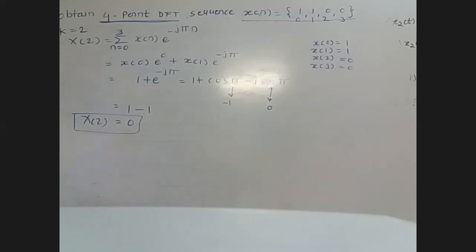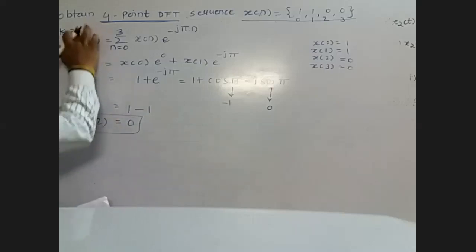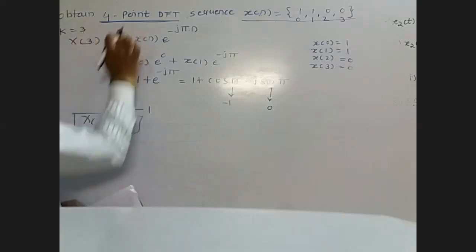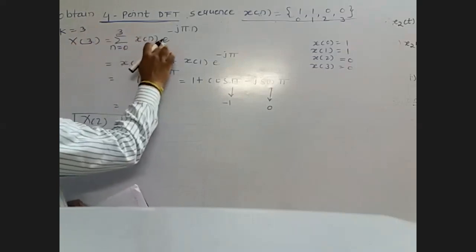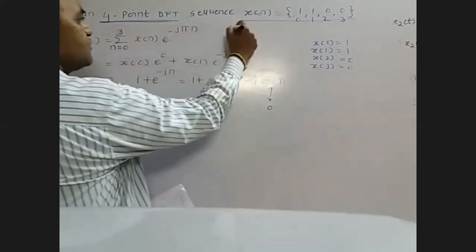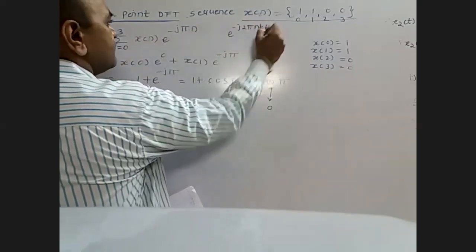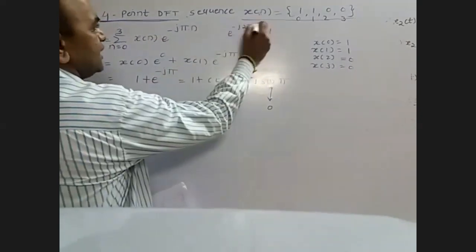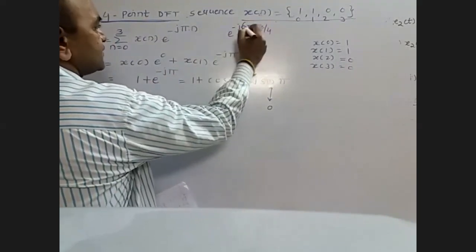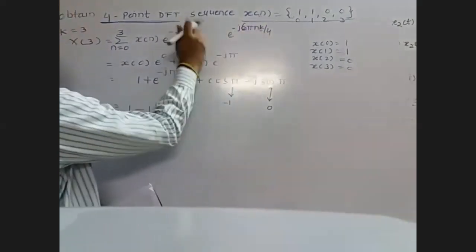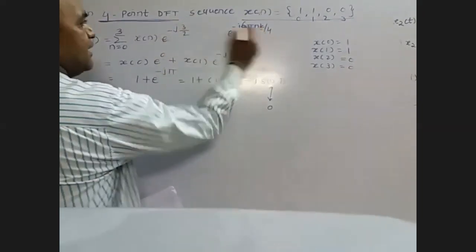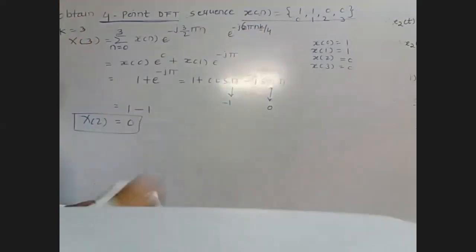Now, the last term that I am giving you, that is k is equal to 3. So that's why x of 3 is equal to summation of n is equal to 0 to 3 x of n e raised to minus j 2 pi n k by 4. Now here we put the value of k is equal to 3. Okay, so that's why it is 3 into 2, that is 6. So that's why it is 3 by 2. So it is e raised to minus j 3 pi n by 2. This term will be coming in the numerator. Hope you got this.